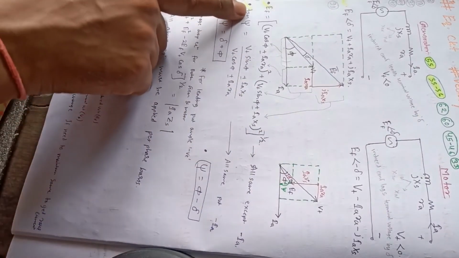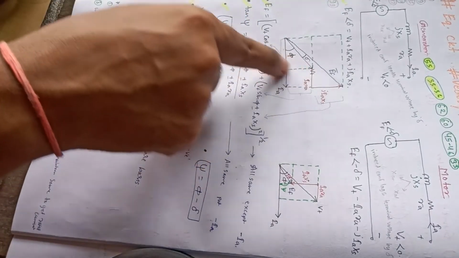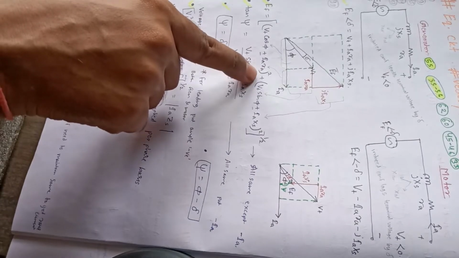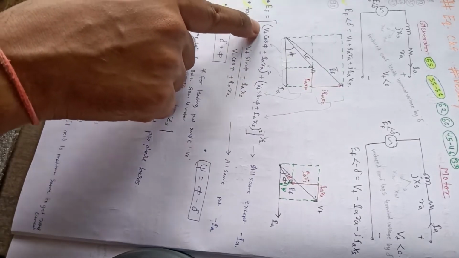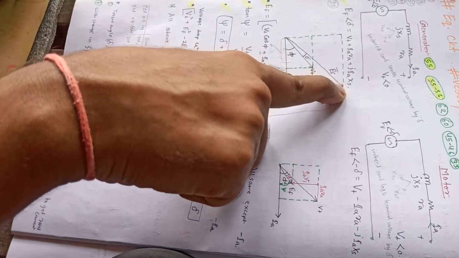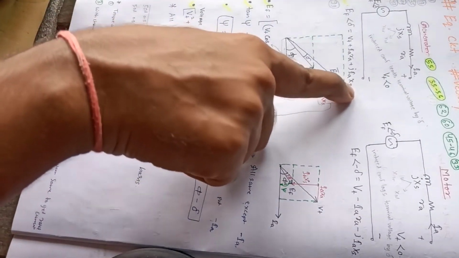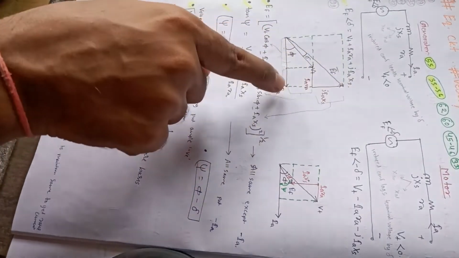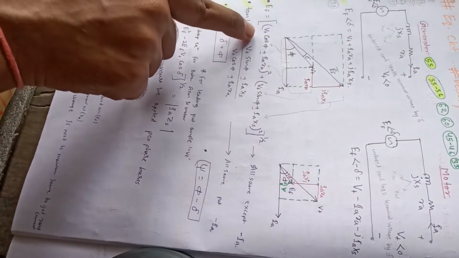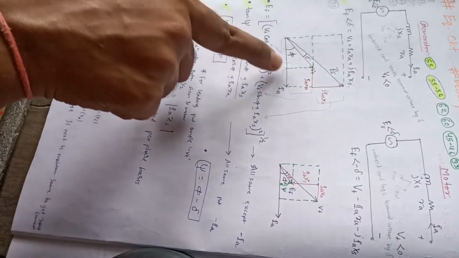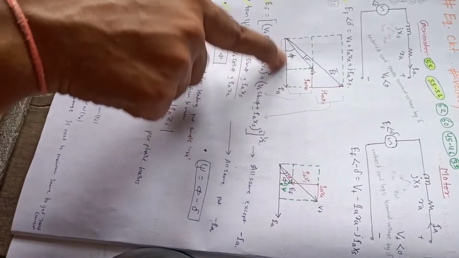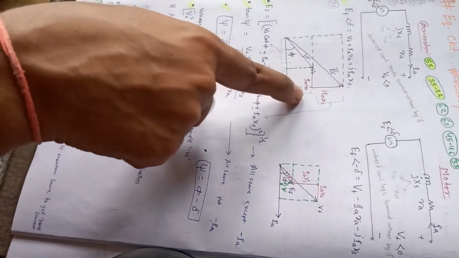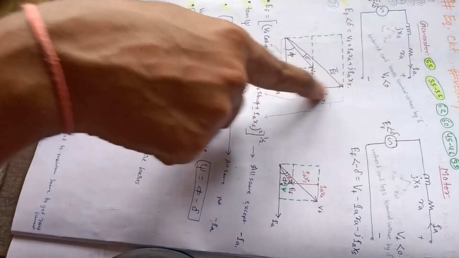Okay, so accordingly we can write the equation simply by using Pythagoras theorem. You think like this: this is base, perpendicular, hypotenuse. EF square equals this square plus this square, and this means what? This is (Vt cos theta + IaRa) squared, plus (Vt sin theta + IaXs) squared.